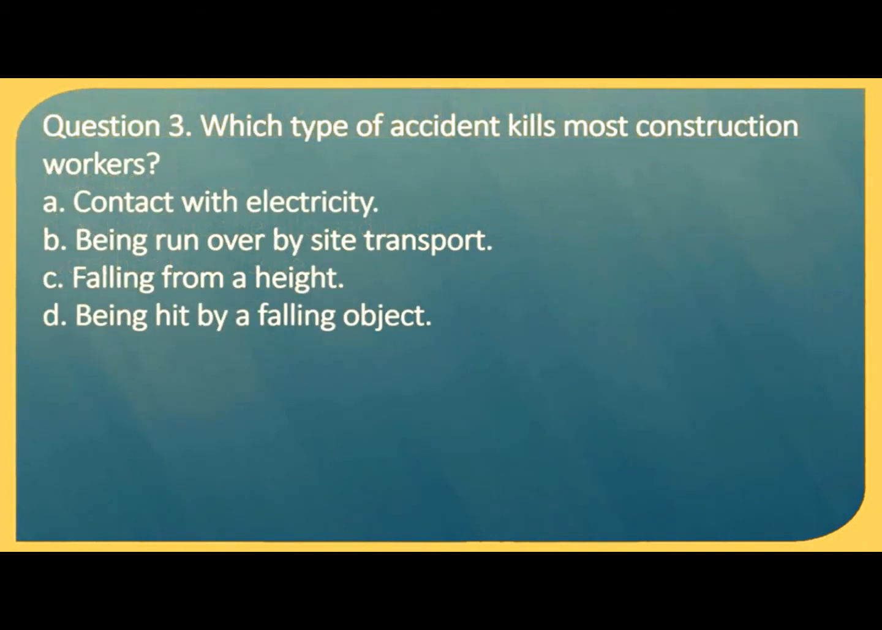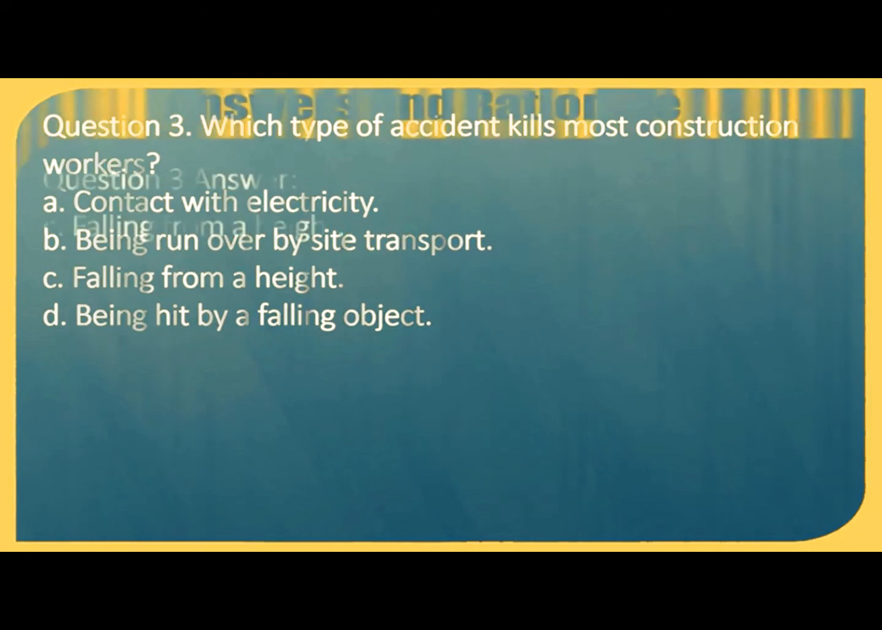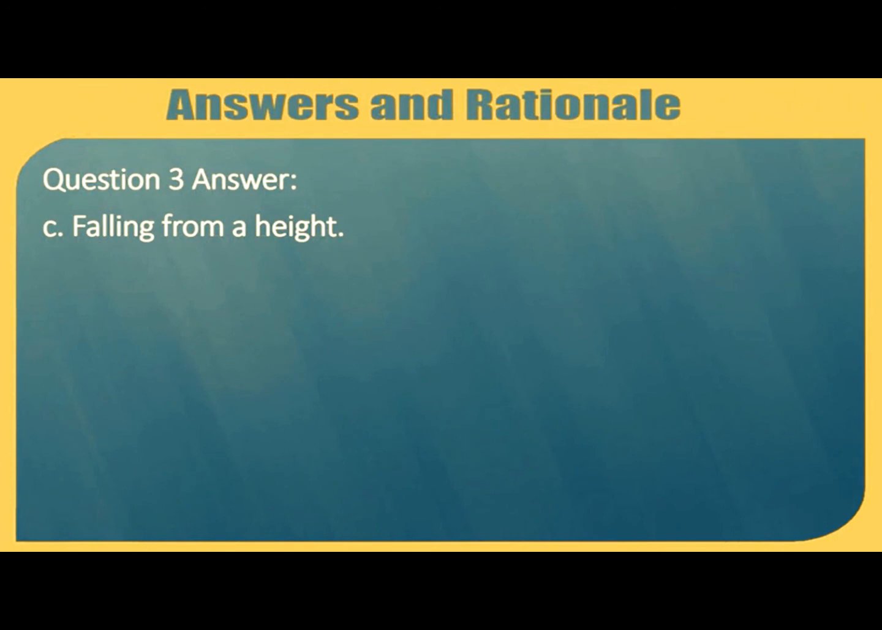Question 3. Which type of accident kills most construction workers? A. Contact with electricity. B. Being run over by site transport. C. Falling from a height. D. Being hit by a falling object. Question 3. Answer C. Falling from a height.